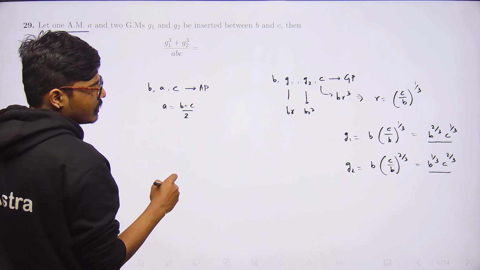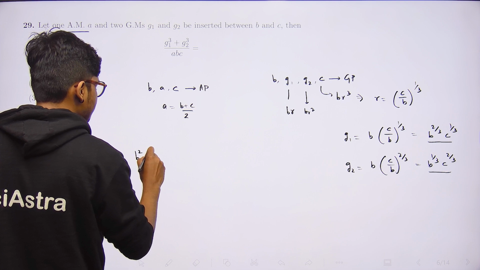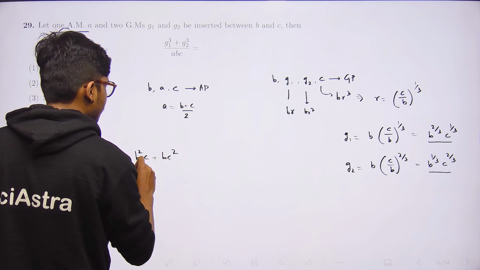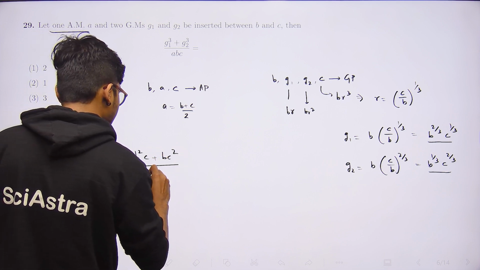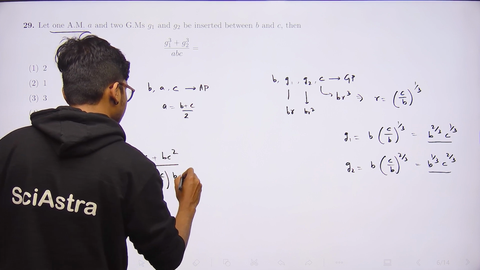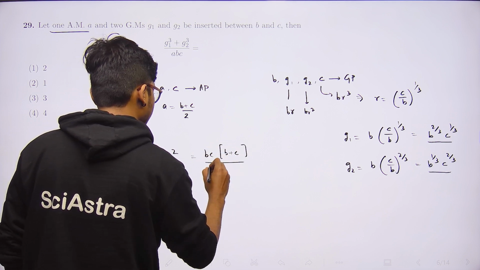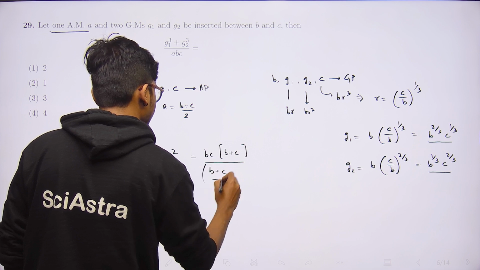यहाँ पे value substitute करें. So you're cubing these, right? So you'll get B square C plus BC square divided by ABC product, right? ABC में क्या आ जाएगा? एक B plus C divided by 2 आ जाएगा times BC आ जाएगा. Numerator से take BC common, you'll get B plus C. Denominator में क्या है? B plus C by 2 है times BC है, right?